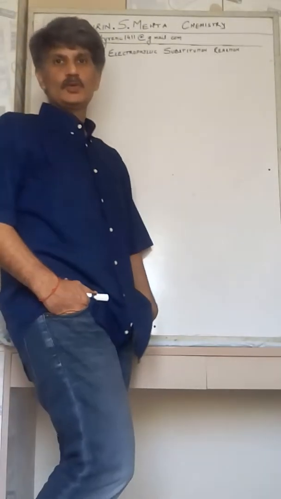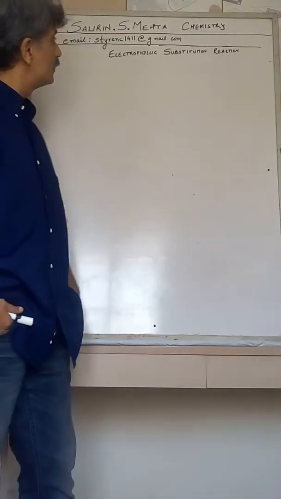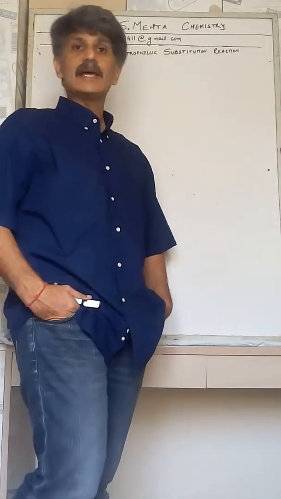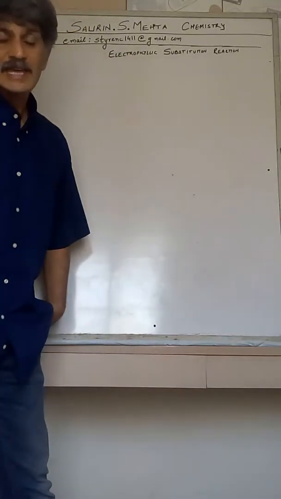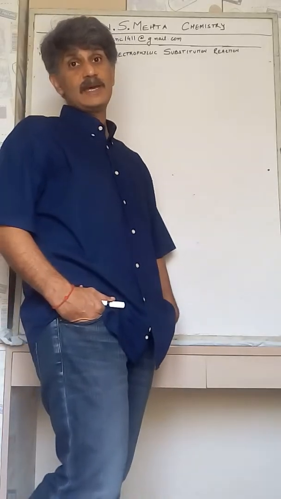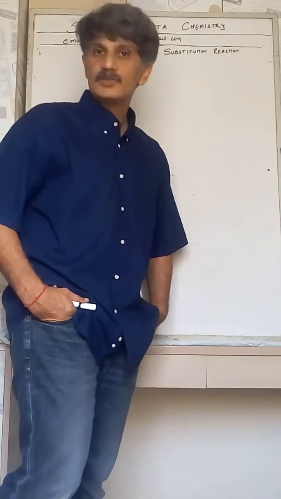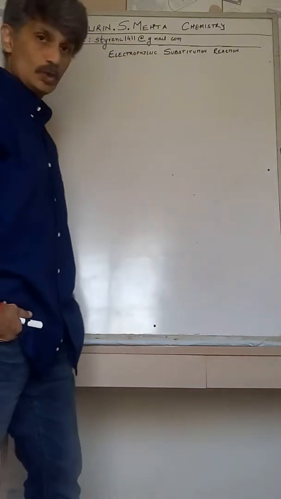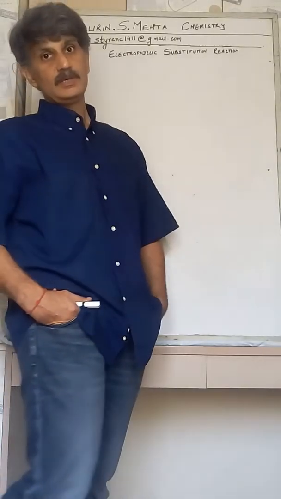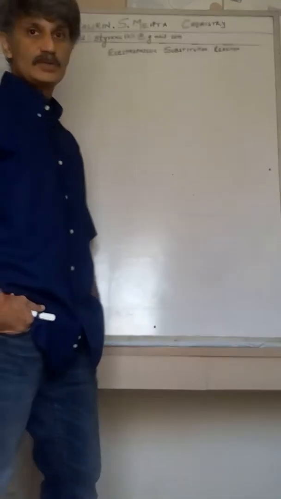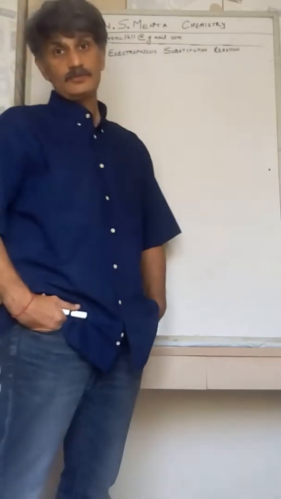In the previous episodes, we have come across different electrophilic substitution reactions like nitration of benzene, sulfonation of benzene, halogenation of benzene. In that we have already included the chlorination and bromination reactions of benzene. So today we will take the fourth type of electrophilic substitution reaction of benzene, and that is alkylation reaction of benzene.